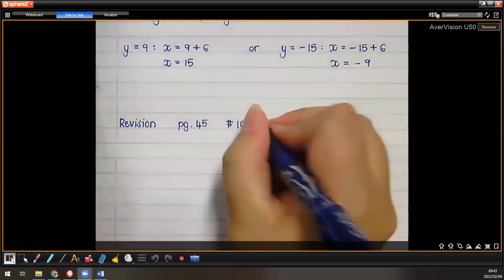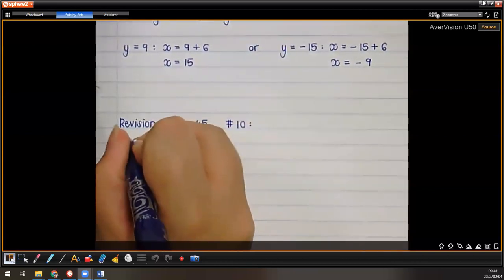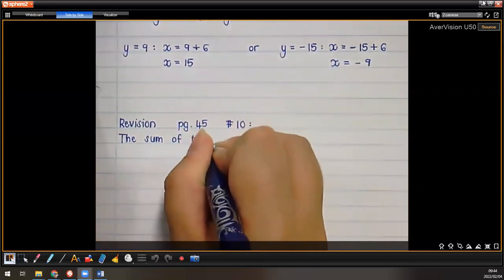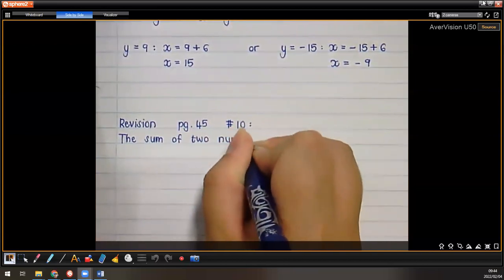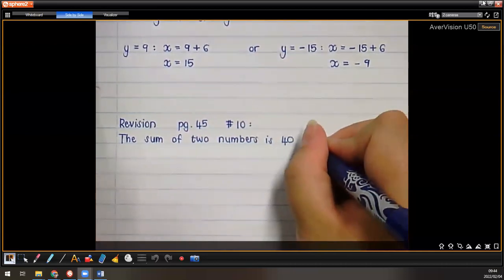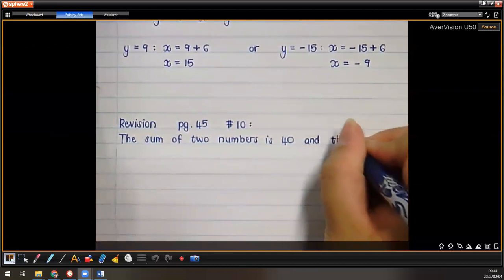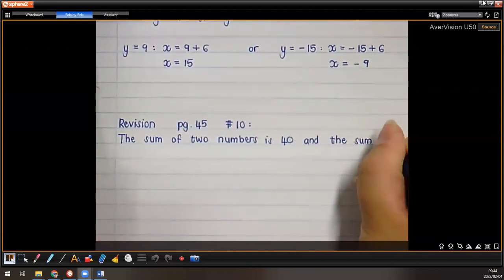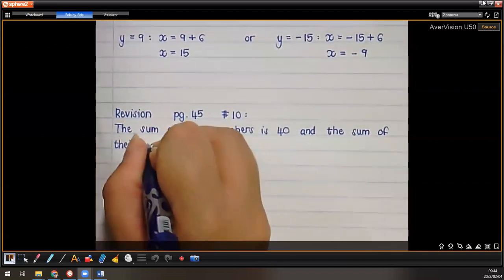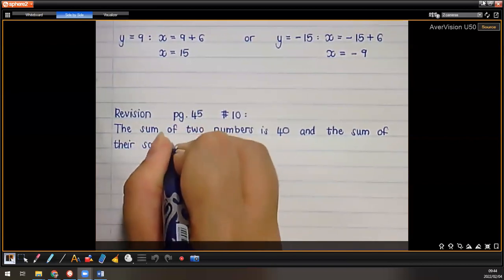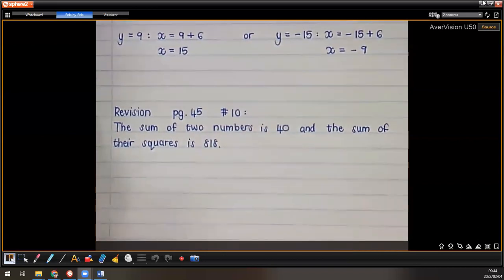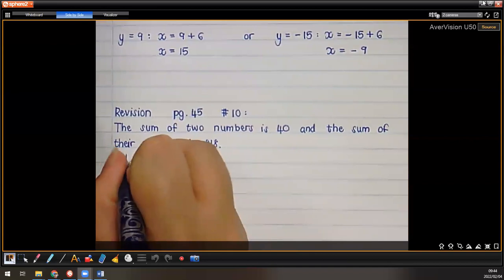And I'm actually going to write the question down so that I can just make some notes here. So we'll say the sum of two numbers is 40. And the sum of the squares is 818. Determine the two numbers.